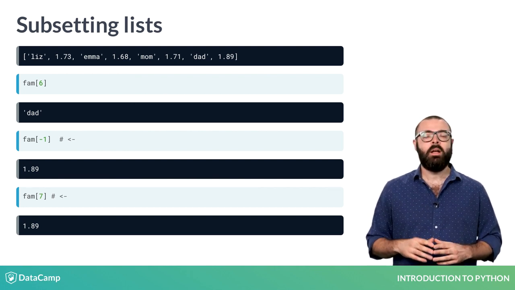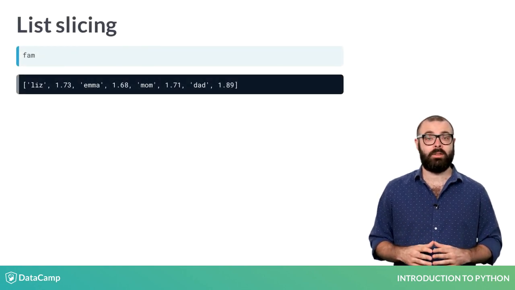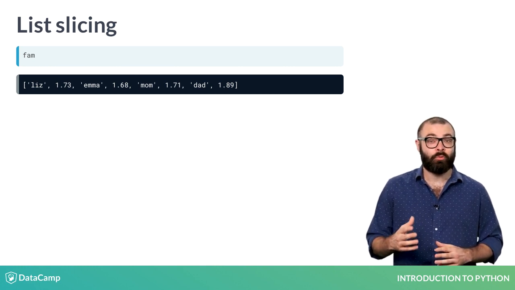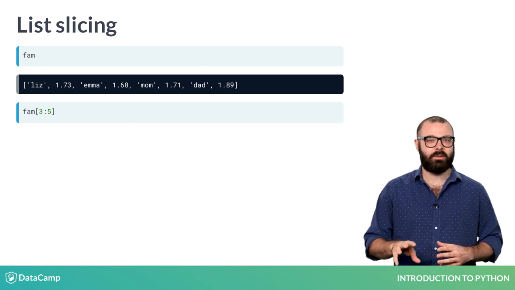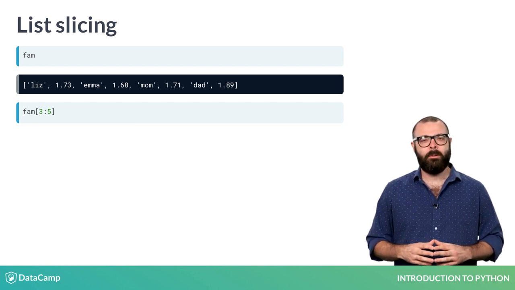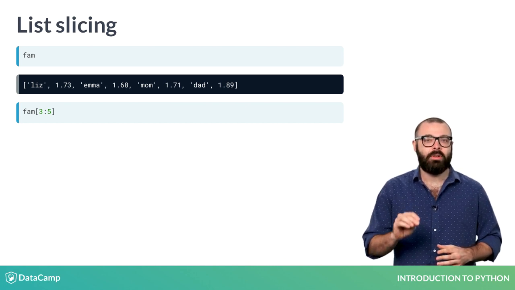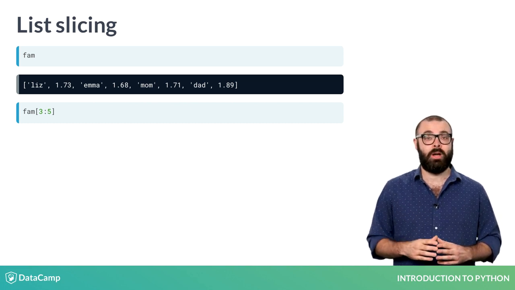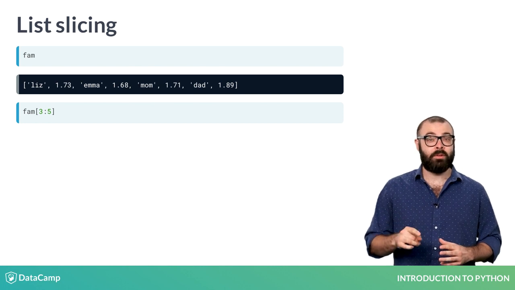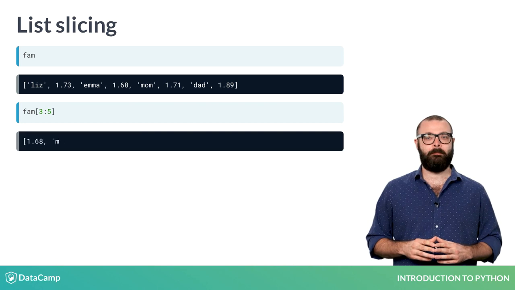Apart from indexing, there's something called slicing, which allows you to select multiple elements from a list, thus creating a new list. You can do this by specifying a range using a colon. Let's first have another look at the list and then try this piece of code. Can you guess what it will return? A list with the float 1.68, the string mum, and the float 1.71, corresponding to the 4th, 5th, and 6th elements in the list, maybe? Let's see what the output is.